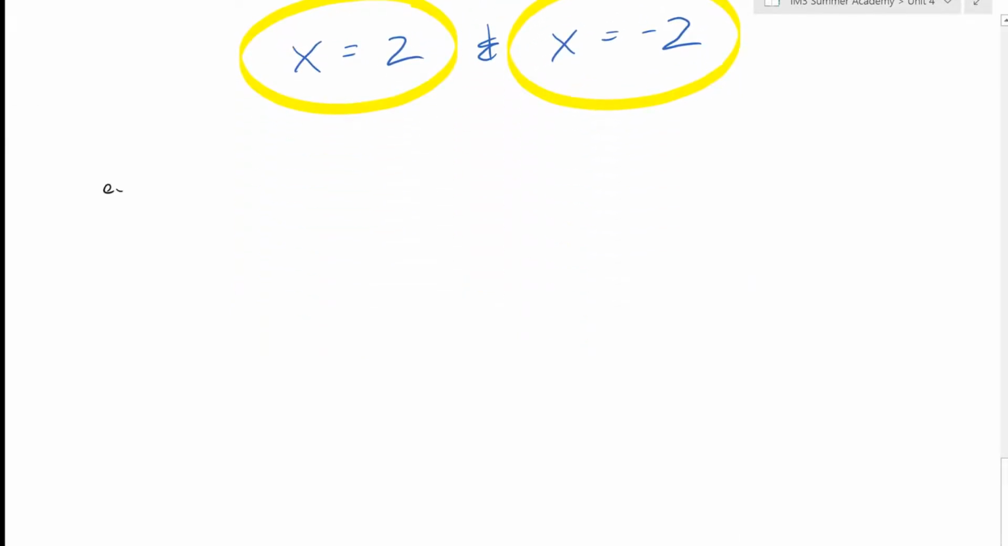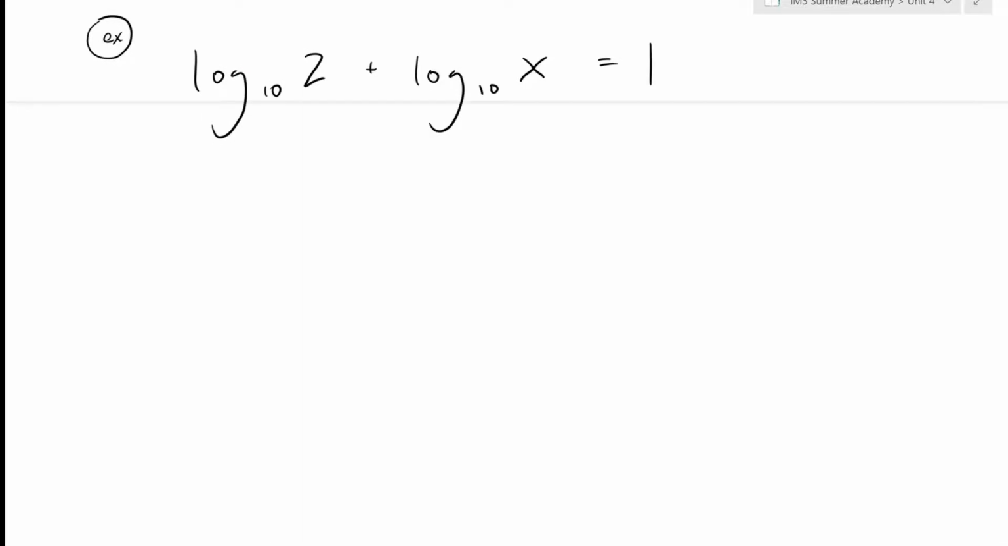Alright, so sometimes we might have to cross out answers. So let's see another problem. Let's say log base 10 of 2 plus log base 10 of x equals 1. This is the other type of problem. So here's my equal sign. I've got a log, and a number. So not every term has a log.